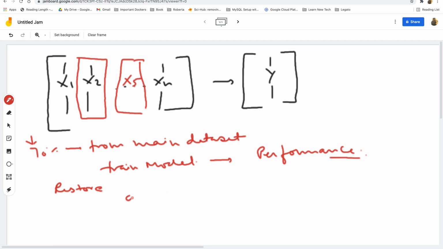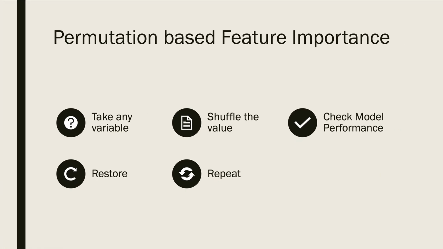Likewise all the columns are shuffled, and based on that the performance is checked. At the end, whichever column gives the worst result after being shuffled is the most important variable, while the other columns are less important. So this is the permutation based approach, where I take any variable, shuffle the values, check the model performance, then get back the original data set, take any other column and repeat the steps.